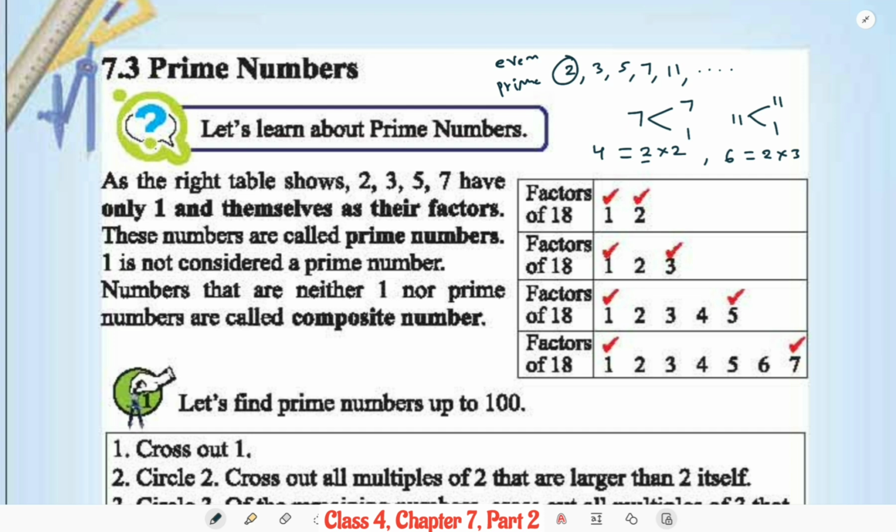So what are composite numbers? Those numbers which are not prime, they have different factors other than the number and 1, they are composite. Like in the example 4 and 6, 8, 9 also. 9 can be written as 3 into 3. Since it has 3 as a factor, it is also a composite number. What about 1? 1 is neither prime nor composite. The number 1 is neither prime nor composite.